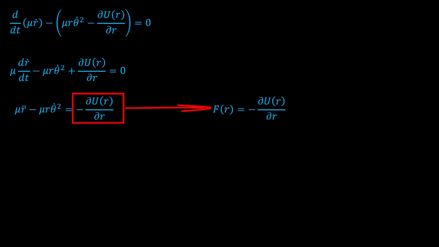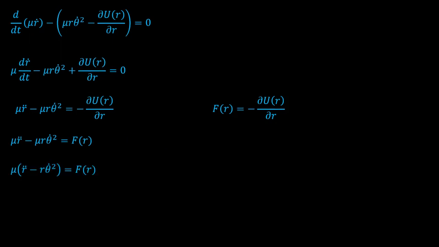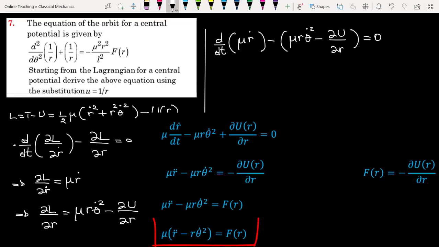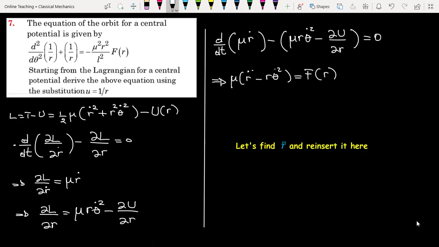Remember the potential energy, I factor out mu, and now I write the result. Here the next challenge is to find r double dot. Finding this r double dot and insert it here.